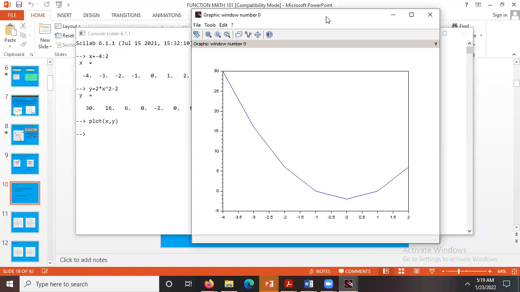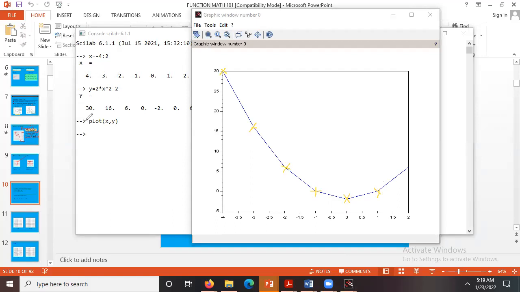Yeah, so this is the function of the point. You can see we have our point here, we have another point there, another point here, one point there, a point here, and then the final point there. So these are the points we just plotted.